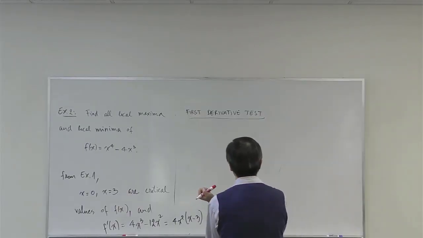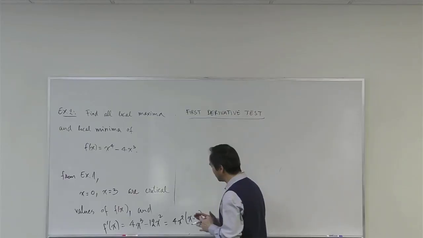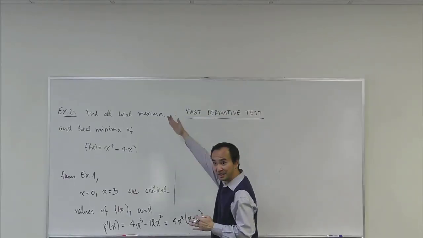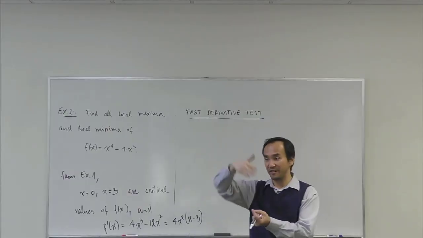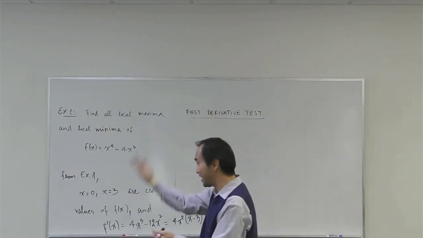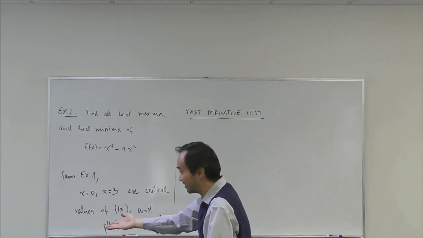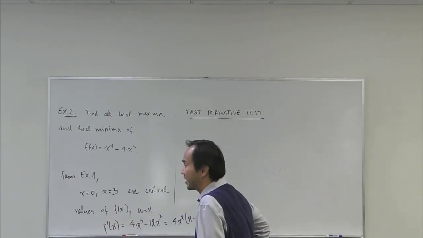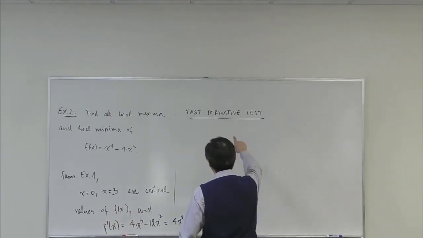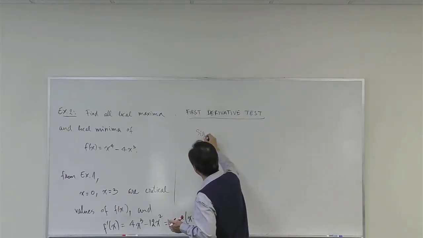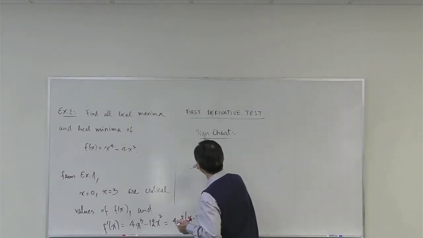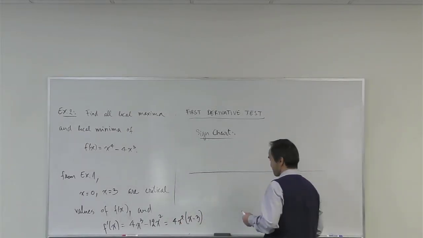So here's the idea of the derivative test. We're going to use the derivative to detect the increasing and the decreasing intervals. And remember, increasing means what? The derivative has to be positive in an interval, right? And decreasing means the derivative has to be negative in an interval. And so the whole idea about the first derivative test is that we're going to construct what's called a sign chart. So we're going to build a sign chart.